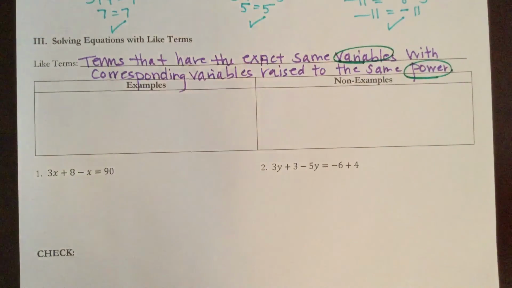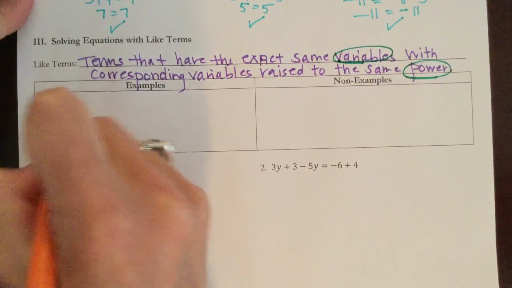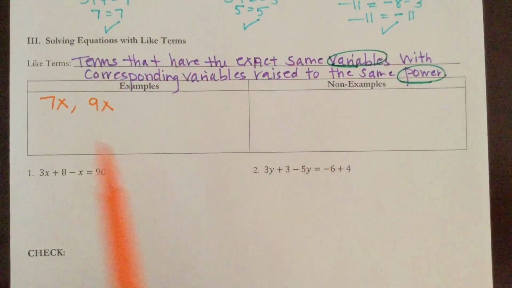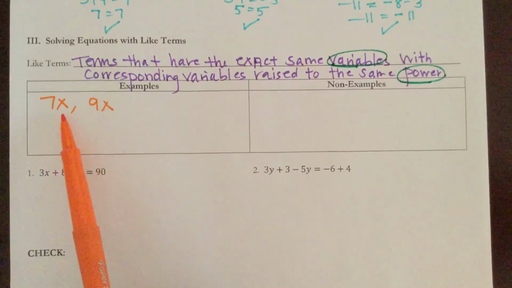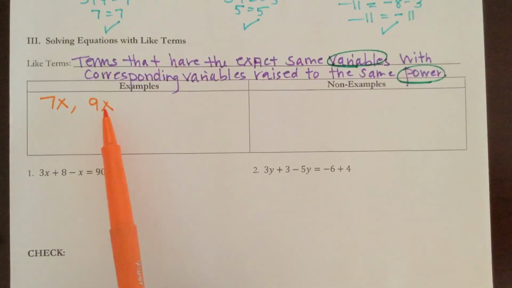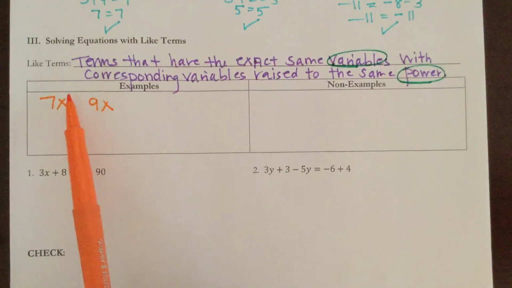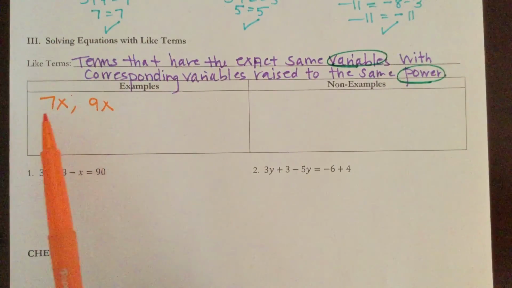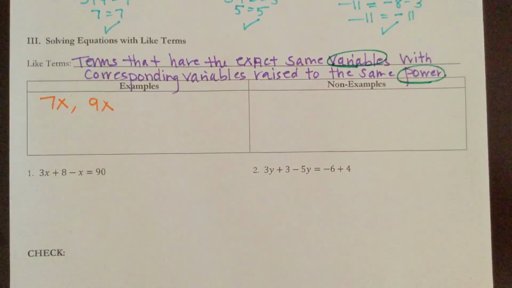One example of like terms are 7x and 9x. They meet the definition. We have the same variable here. Both terms contain the variable x, and the power on those variables are the same. This x is understood to be to the first power, and this x is understood to be to the first power. Notice the definition does not address the coefficients or the numbers in front of x. They do not have to match. What has to match from term to term is the variable and its exponent.